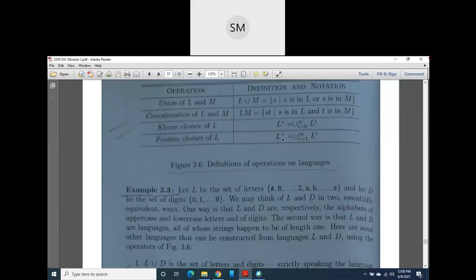So here plus is ranging from 1 to infinity, 1 or many, or 1 or more. L to the power i, where the value of i is between 1 and infinity. Just remember these operations which we can perform on languages.